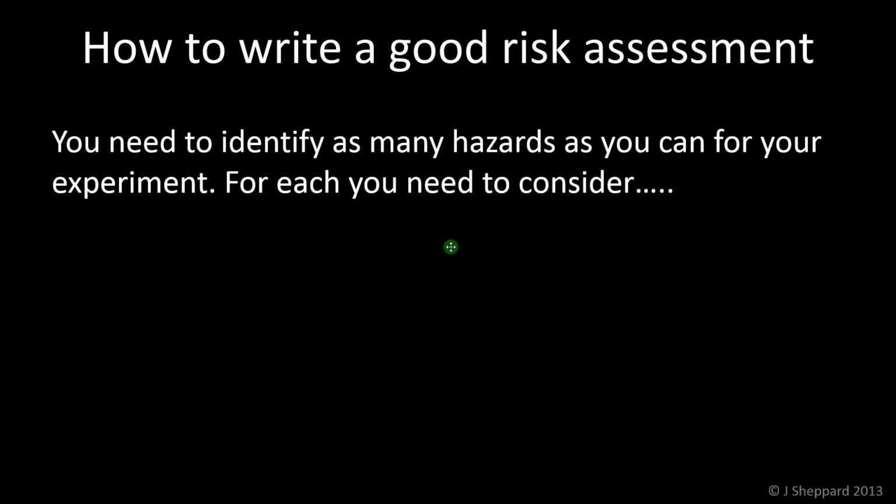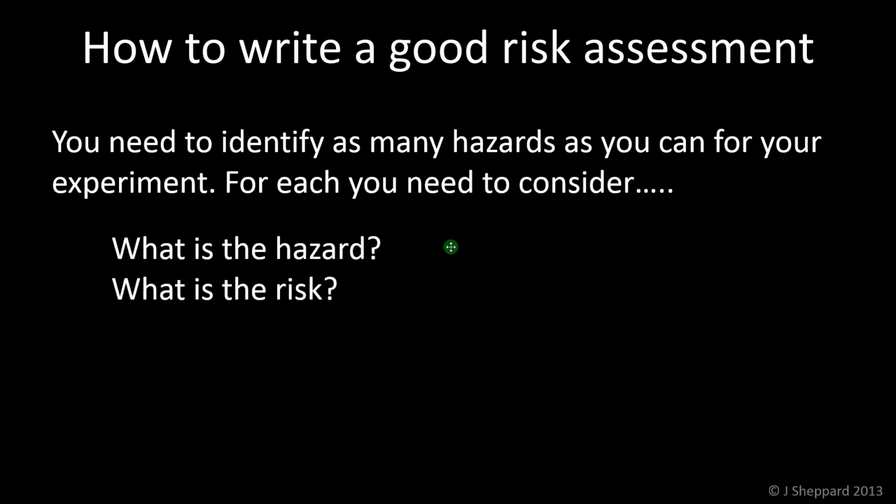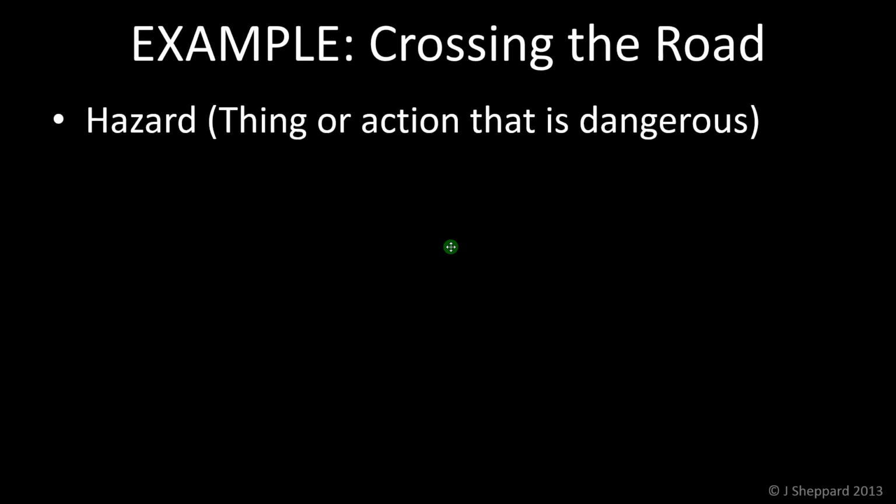So you need to identify as many hazards as you can, and for each one you obviously need what the hazard is. We're going to talk about what we mean by hazard in a sec. What's the risk that's associated with that hazard, and what are the precautions that you've taken to reduce the risk. And if you do those three things for several hazards for your experiment, you are not going to limit your STRAND D mark with your risk assessment. It's going to be as good as it possibly can be.